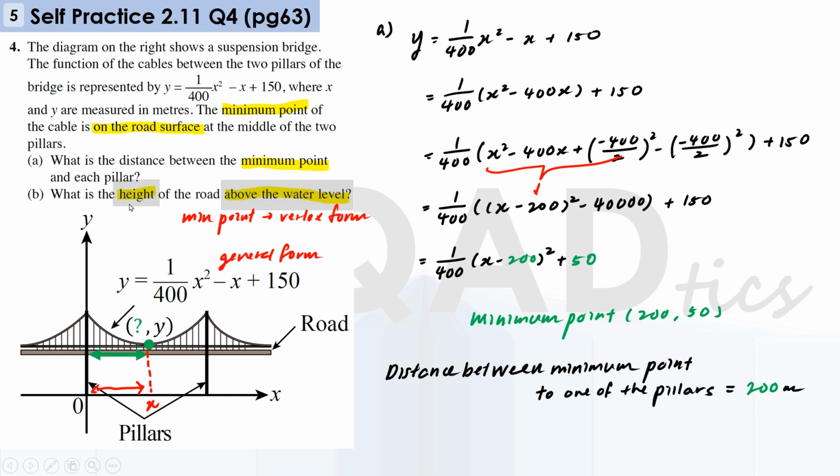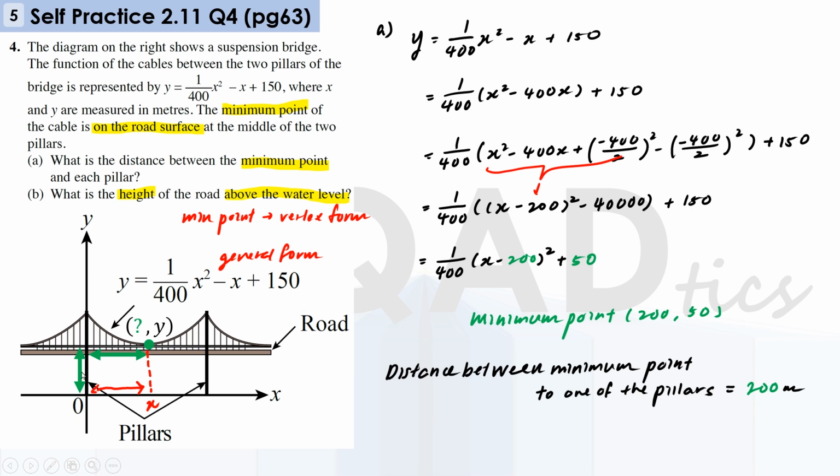And for part B, we need to find the height of the road above the water level. Here it says the minimum point is on the road surface, and we need to find the height from the water level. So I'm assuming the water level is the x-axis. So the length we need to find is from the x-axis to the minimum point.